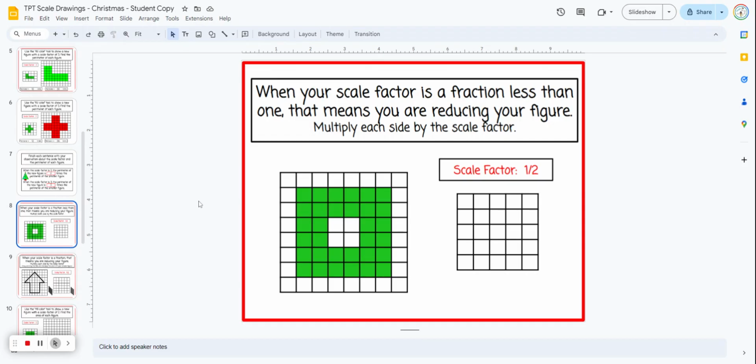Now we're going to look at a little bit different shape, and this time we have a scale factor that's a fraction less than 1. If the scale factor is a fraction less than 1, then our new figure is going to be smaller. So we're going to multiply each of the sides by 1/2 or divide by 2. So if this side is 6 units, we divide by 2, it's now going to be 3 units.